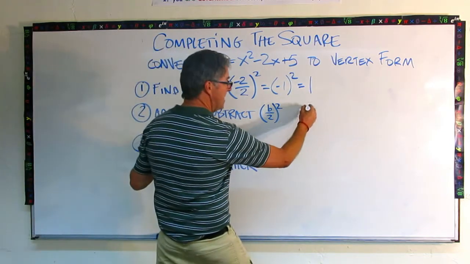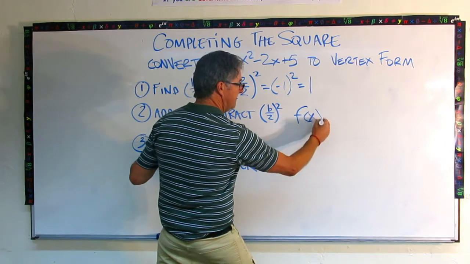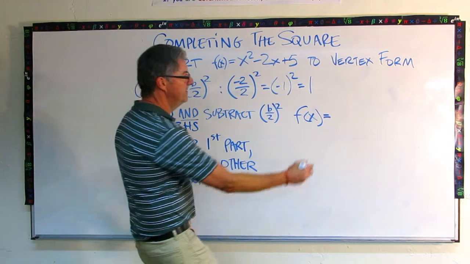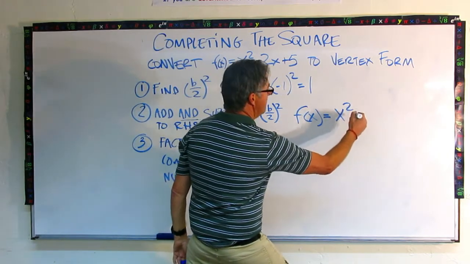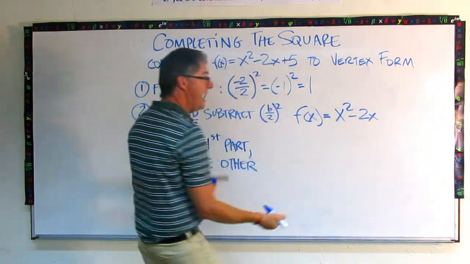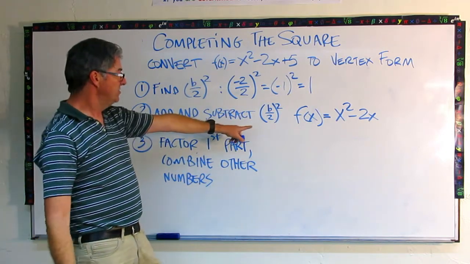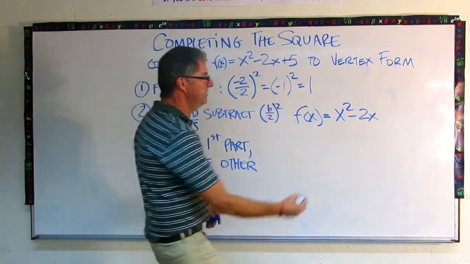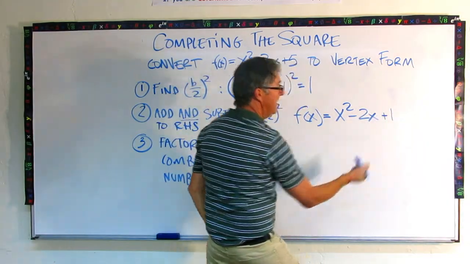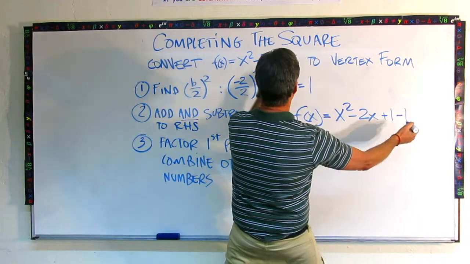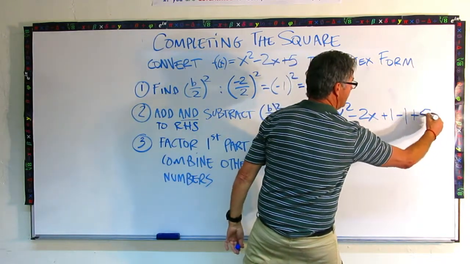So the left-hand side is f of x equals. Now I'm going to carry forward with all my stuff. x squared minus 2x. Now I add it right after the x term. So I'm going to add b over 2 squared. Here's my 1. So I'm going to add it. And then I'm going to subtract it right away again. Minus 1, and we have a plus 5 out there.